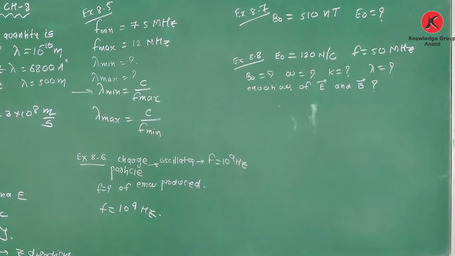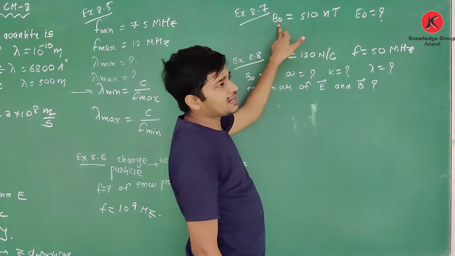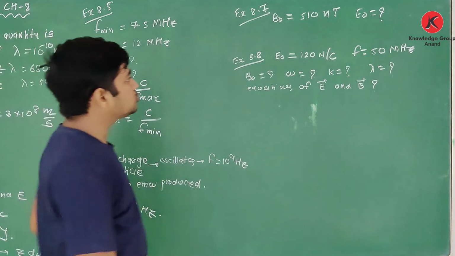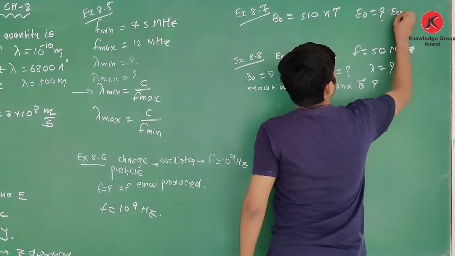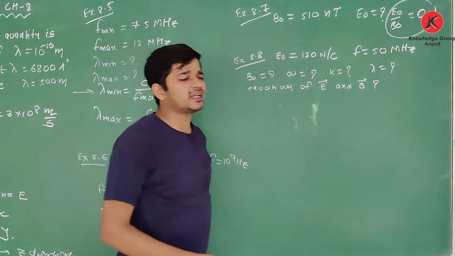Exercise 8.7. Magnetic field B0, its amplitude is 510 nanotesla. What is E0? Yes, you know the equation. That is E0 upon B0 is equal to C. So it is your homework, you can easily find it.